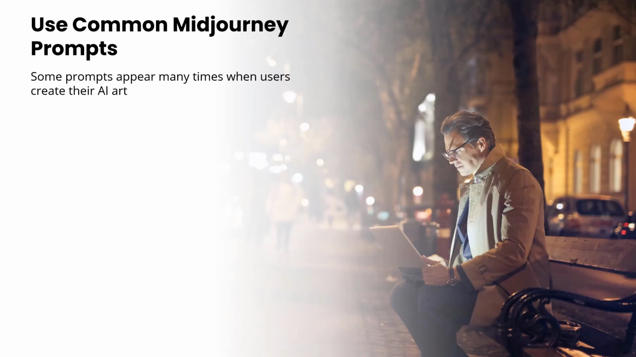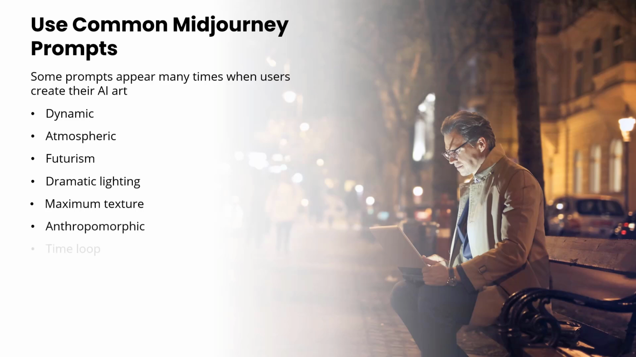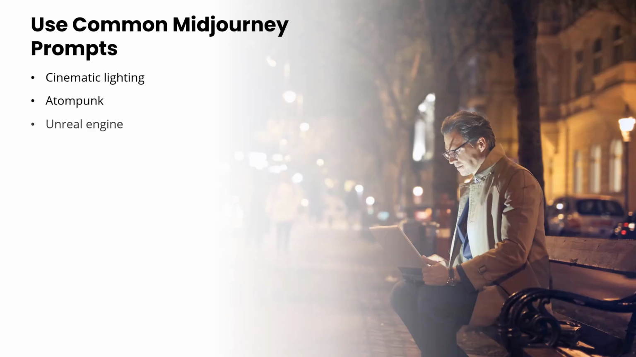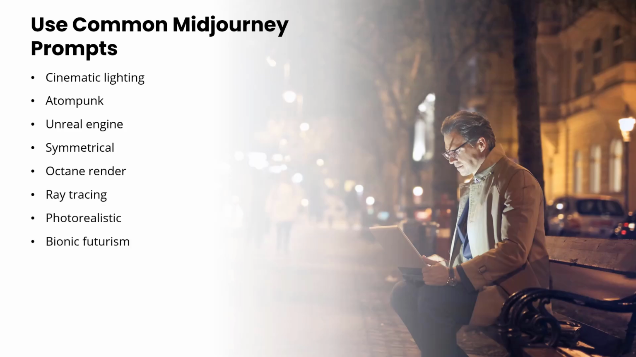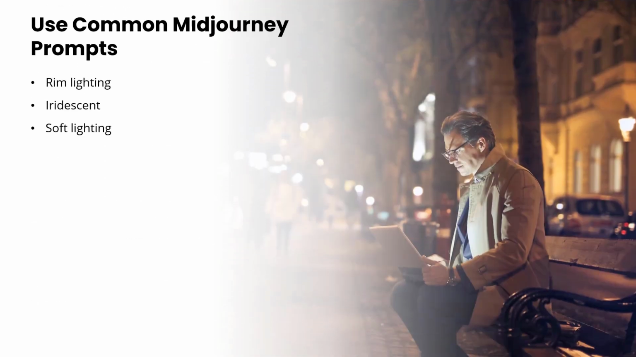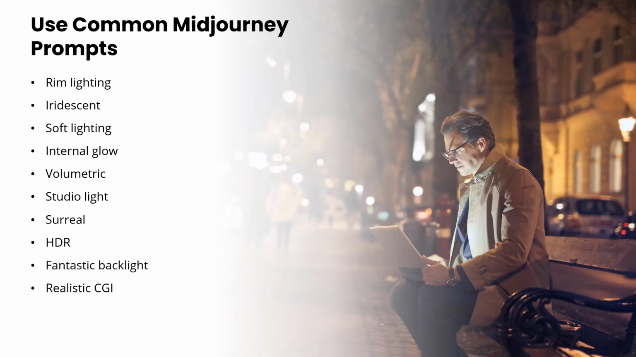Here's a starter list of common AI prompts used with MidJourney: dynamic, atmospheric, futurism, dramatic light, maximum texture, anthropomorphic, time loop, 8K, concept art, very detailed, multiverse, cinematic lighting, atom punk, Unreal Engine, symmetrical, octane render, ray tracing, photorealistic, bionic futurism, hyper-realistic, steampunk, sharp focus, cyberpunk, rim lighting, iridescent, soft lighting, internal glow, volumetric, studio light, surreal, HDR, fantastic backlight, realistic CGI.